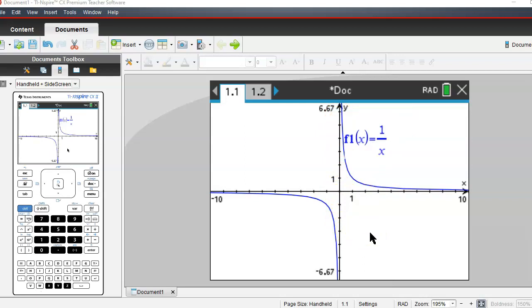So this graph has two pieces. They're referred to as branches. So I've got a branch over here, I've got a branch over here. They are not connected to each other, but that is one graph. It is called a hyperbola. Not to be confused with hyperbole from the English, but hyperbola.